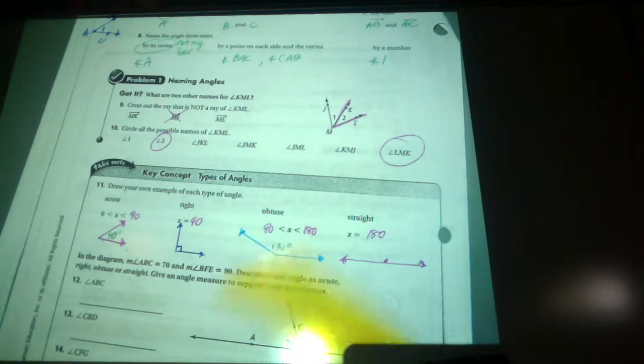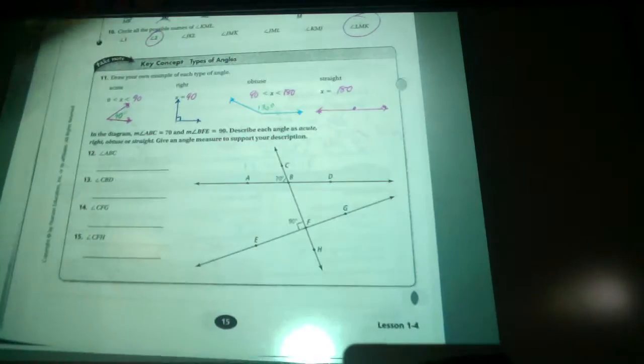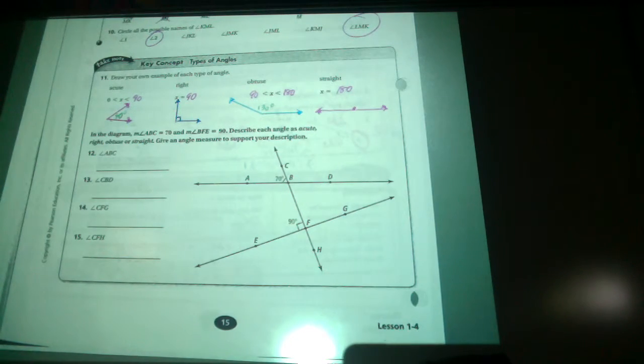I'm going to put a point right there. So those are your 4 types of angles. If you're not familiar with them from middle school, we can do a lot of them in algebra, but you should be familiar with those. Put them on a flashcard and learn them.